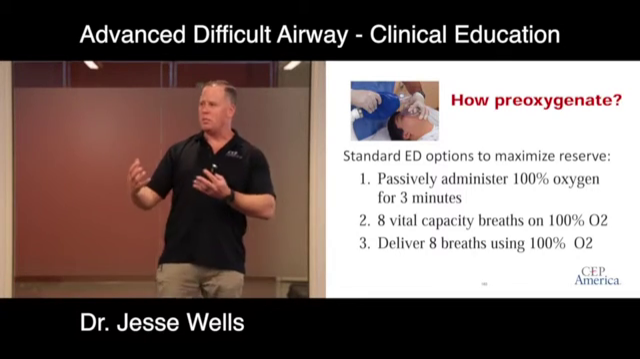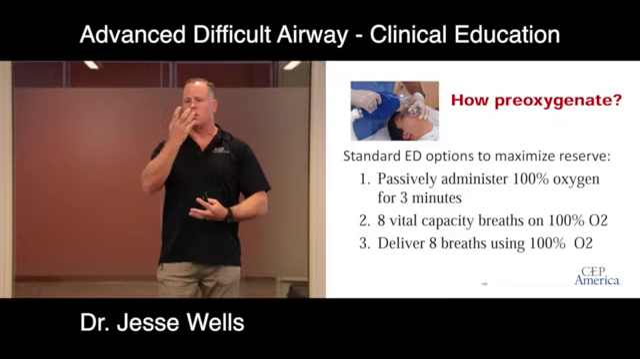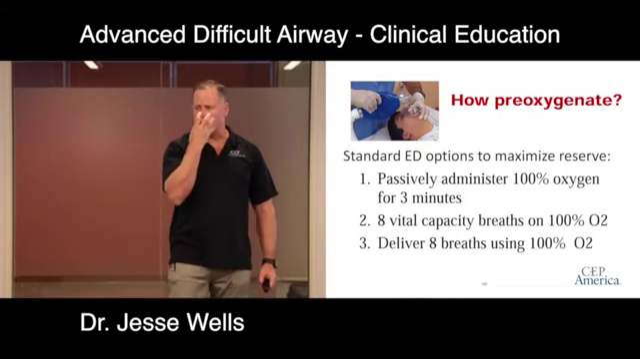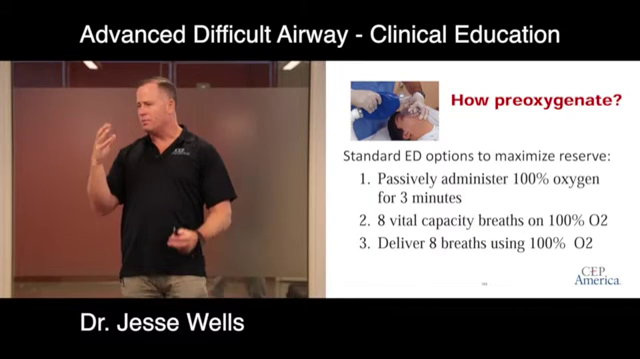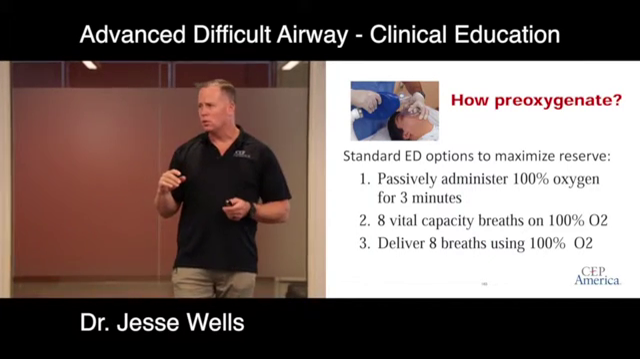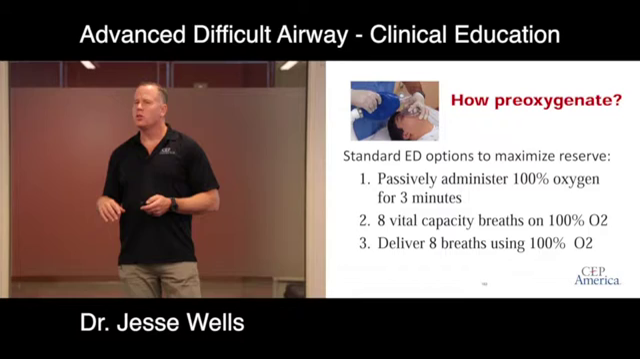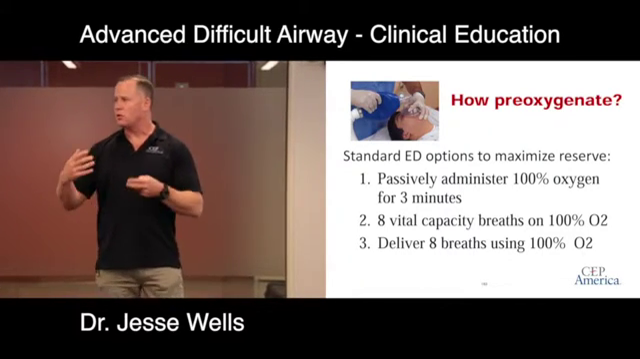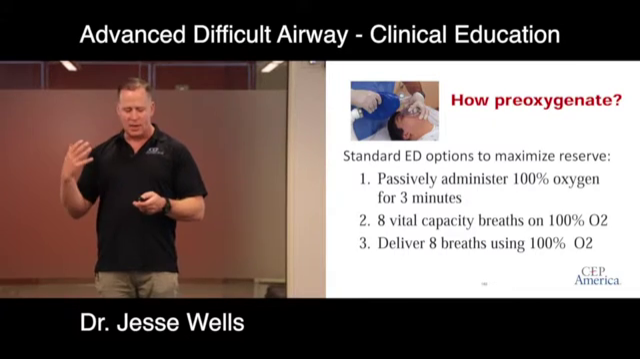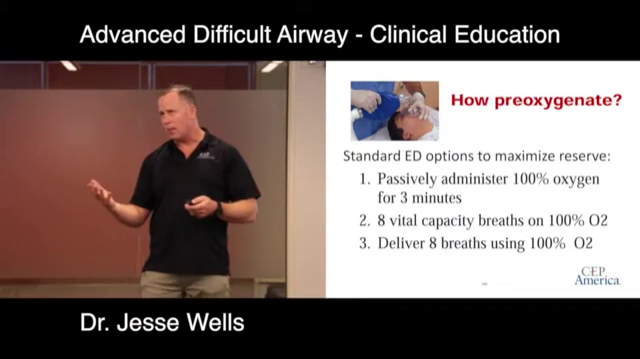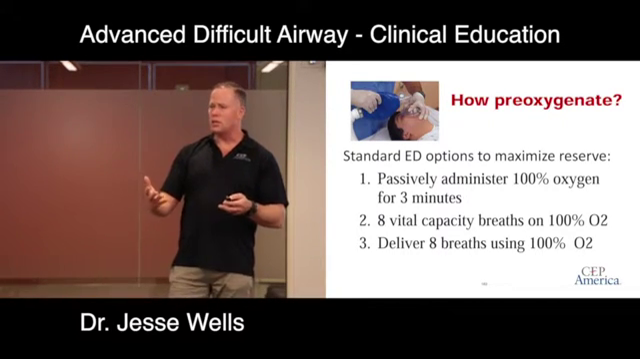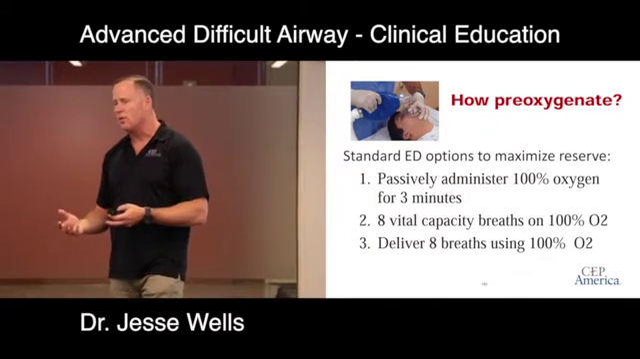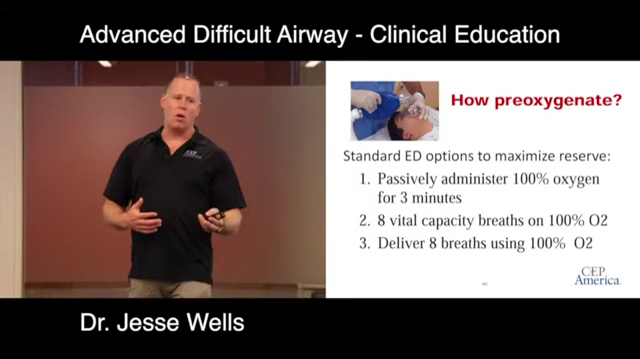So one option would be to take a bag valve mask in a cooperative patient and put that on them and just have them breathe on the bag valve mask. How long do we need to have them on there to maximally oxygenate them? So 3 minutes if they're just taking normal breaths. If their vital capacity, it's 8 breaths. Or if they're unconscious, and we're bagging them, it's 8 bag valve mask breaths. So the magic number is 8 or 3 minutes.